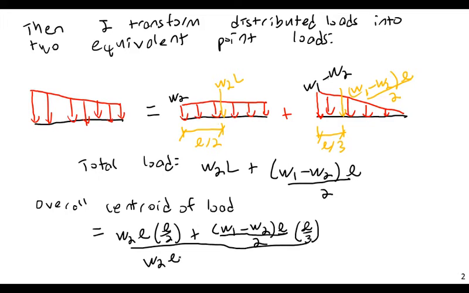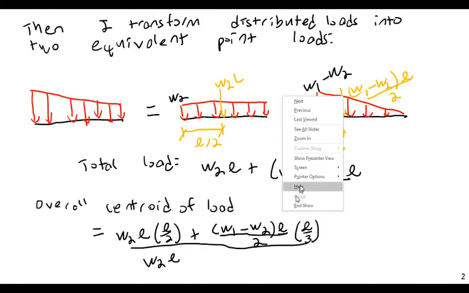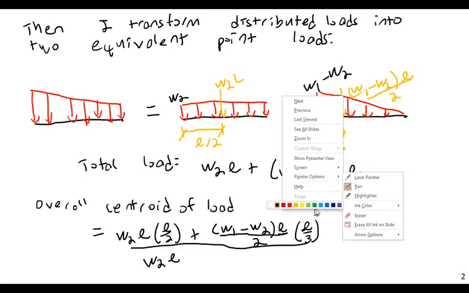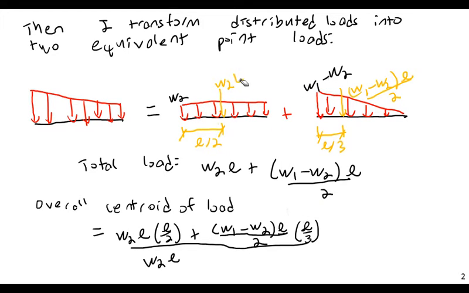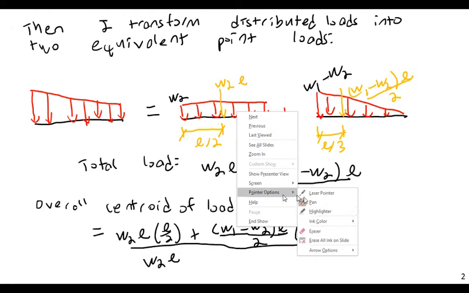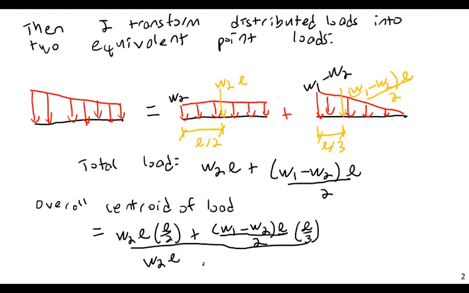W2L, let me be consistent and use the same L, sorry about that. I just don't want you to think there's two different L's. Being a little sloppy in my labeling. W2 times L, so W2 times L plus (W1 minus W2) L over 2. So that's going to equal some x value, xc or something, and this becomes your centroid.